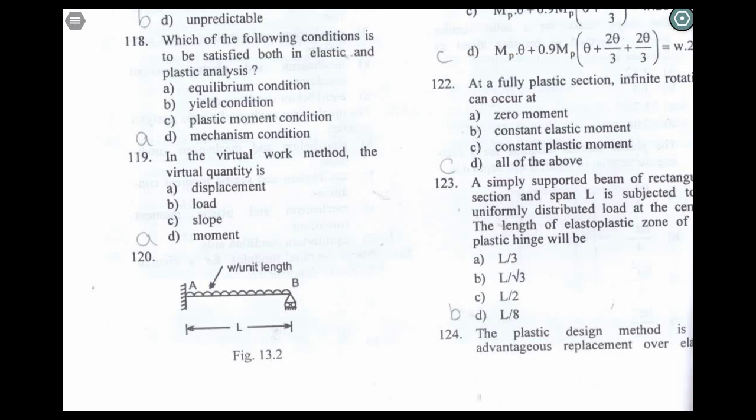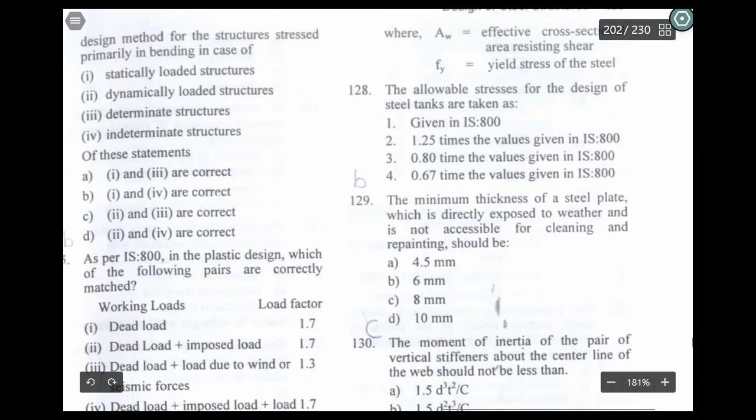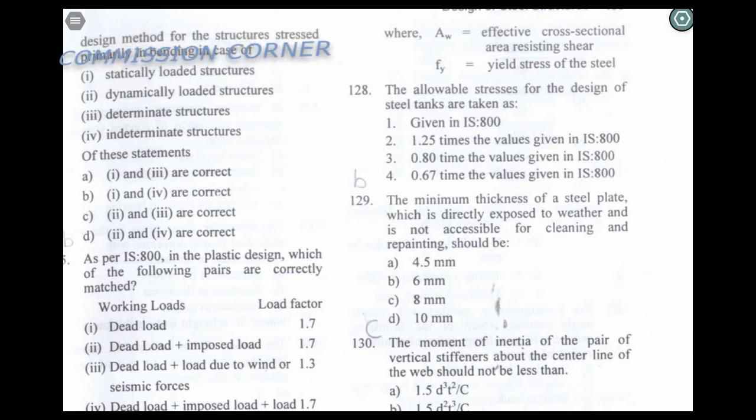Next question. The plastic design method is an advantageous replacement of elastic design method for the structure stressed primarily in bending in case of statically loaded structure. Yes. Dynamically loaded structure. No. Determinate structure. No. Indeterminate structure. Yes. So the correct option will be option number B, statically loaded structure and indeterminate structures.